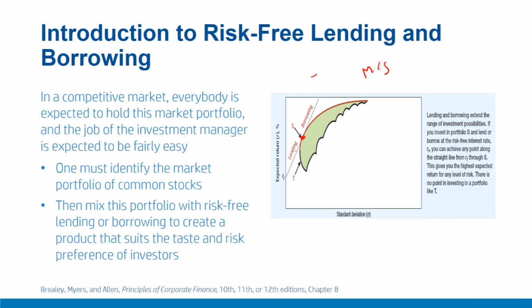Once he has identified this market portfolio of common stocks, he needs to mix it with RF depending upon the risk preference of individuals. Those who are more risk averse put some investment in RF and some in S, while those who are more risk taking borrow at RF, and the borrowed amount plus their own wealth can be invested in S to obtain a position on this borrowing segment. So mixing this market portfolio S with the risk-free asset in different combinations can generate various portfolios that suit the taste and risk preferences of different profiles of investors.